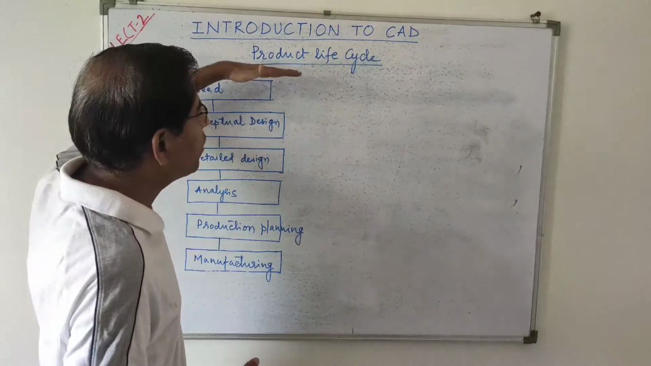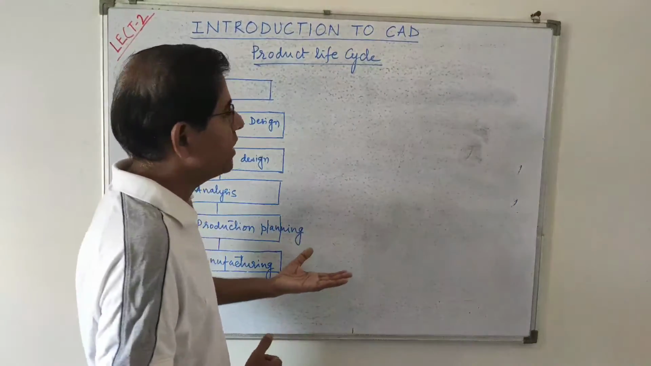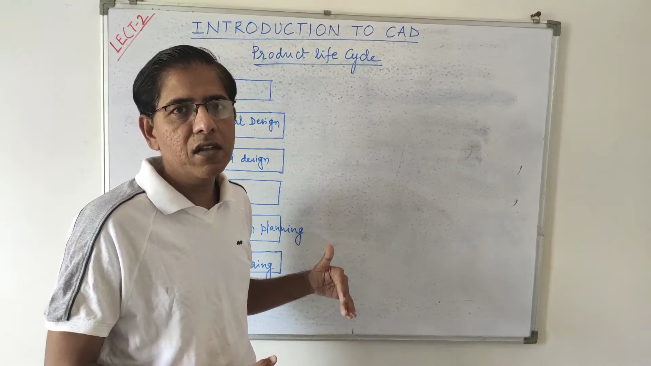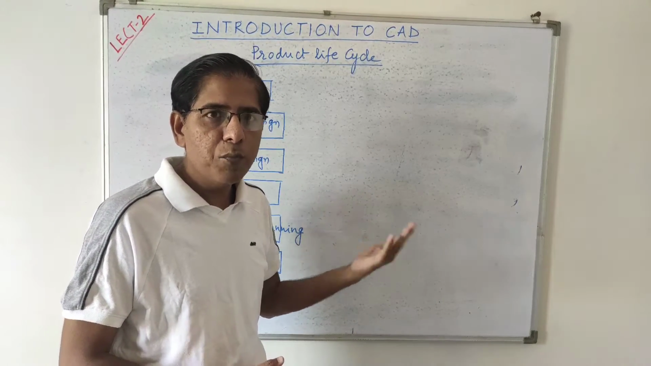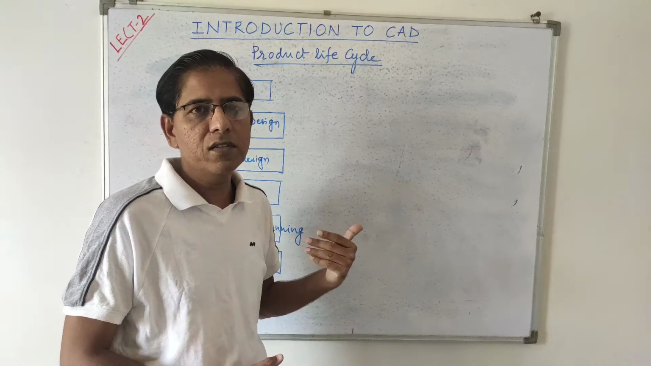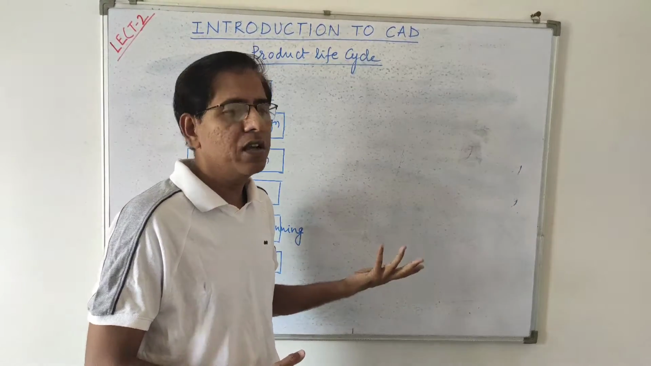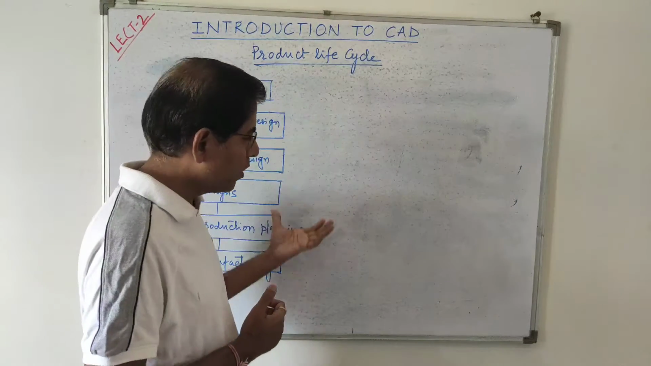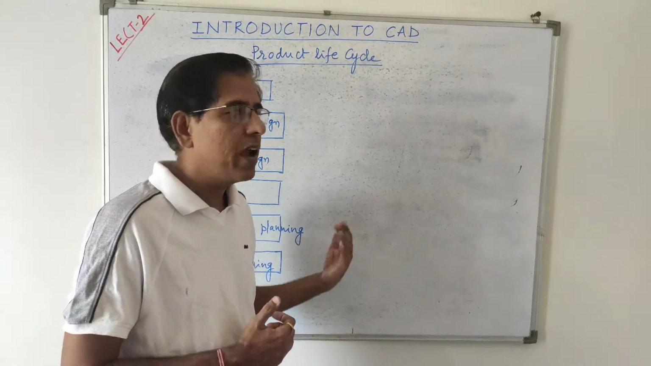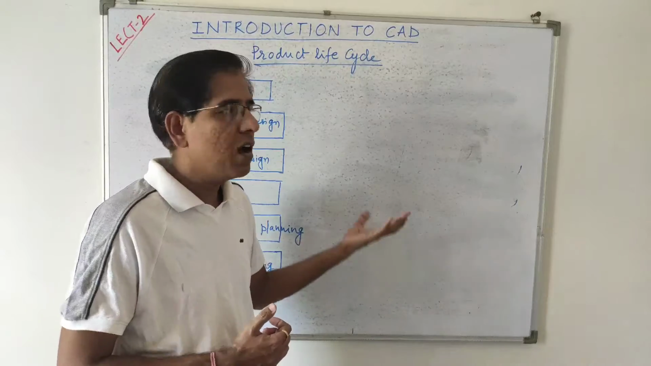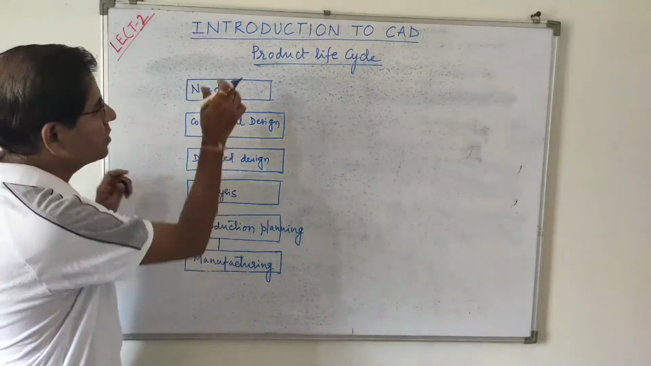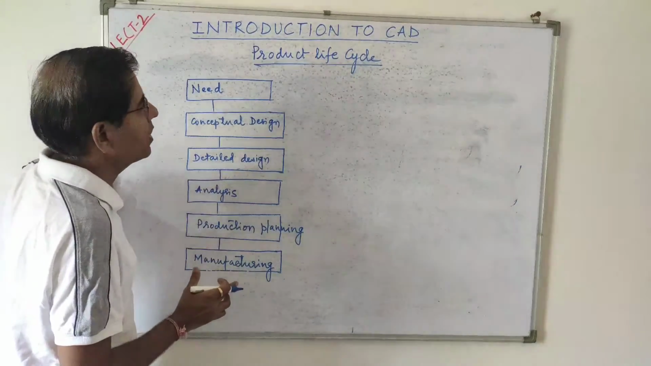So before moving on to the implementation of a CAD, first we'll see the conventional product life cycle, where there is no computer involved, in old days where there were no computers available. So how the product life cycle looks like, and after implementation of CAD, how the product life cycle looks like, that we'll see. So this is a conventional product life cycle.